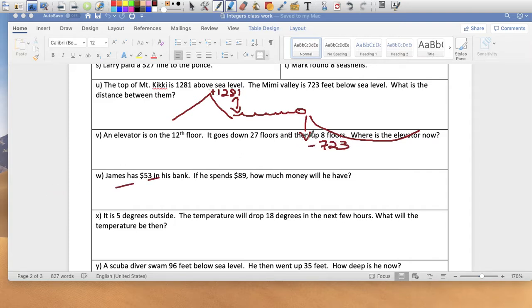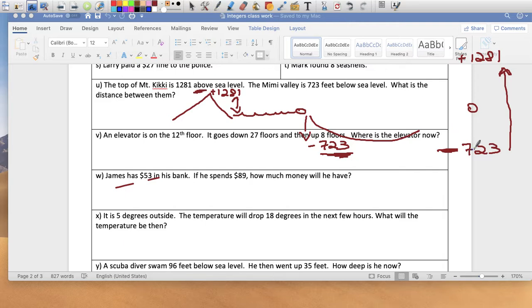Now, what's the distance between this bottom and this top right here? Imagine if you had to walk from the valley, but not in a diagonal way, you had to go up. If you were all the way down here at negative 723, and you had to go all the way, passing 0, to the top at 1,281 feet. If you had to walk that distance, how many steps would you take? It's in terms of feet. Now, it's tricky because you're measuring distance.